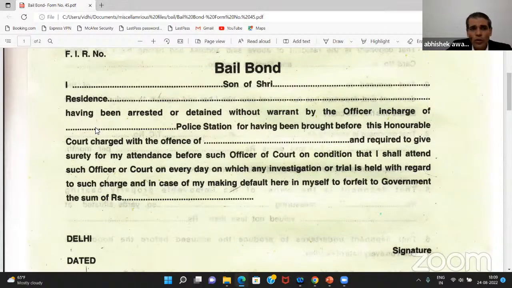Now this is called the personal bond of the accused. When we say bail, it means the personal bond along with the bond of the surety, the assurance of the surety. Now what is a surety? A surety is a person other than the accused who can guarantee his presence before the court or any other authority on future dates, and who is ready to undergo forfeiture of the amount promised by him.